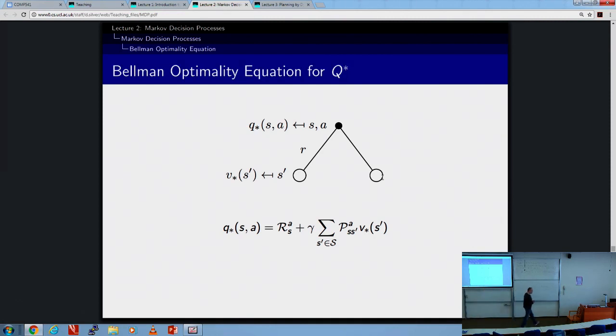So we couldn't use maximization here. Why? Because we have no control over this transition. This transition is by the environment. So I can't actually pick which S prime I'm going to go to. If I could, then I would put a max here as well. But I can't, so I have to keep this an expectation.